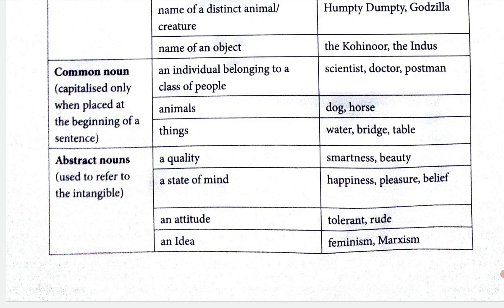Now coming to the common noun, it is not anything in particular, but an individual belonging to a class of people, like doctor, scientist. You are not naming that particular doctor, but representing a class, a group. A scientist, a doctor, a postman, for example. Animals, not a particular animal like Rocky the dog, but an animal, dog, horse, etc. Then things like water, bridge, table, etc.